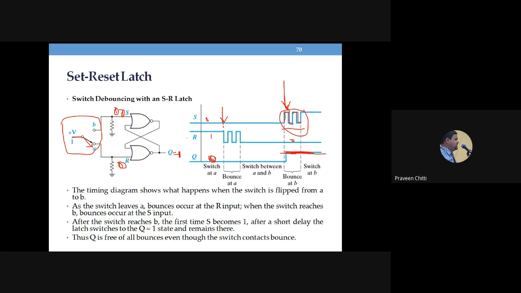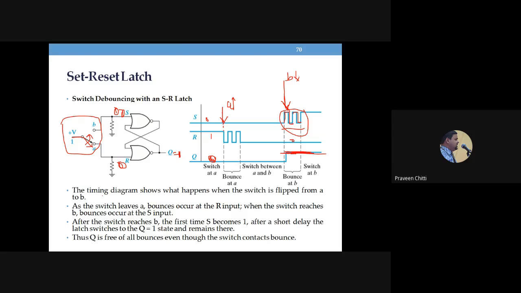Same thing happens here also. Suppose R has to change from 1 to 0. Initially it was 1. Now you are removing this. The moment you release it, immediately it will not become 0. Because we assume initially R is 1, and at this instance we are releasing that switch from the position A. Here we are putting it to position B, and here we are releasing from position A. I hope it is clear.